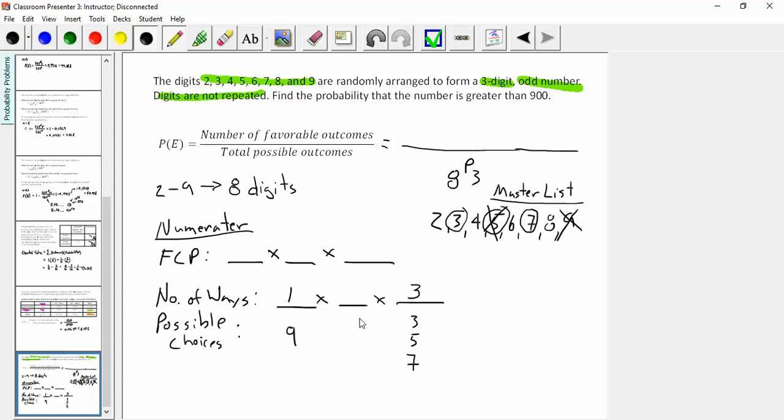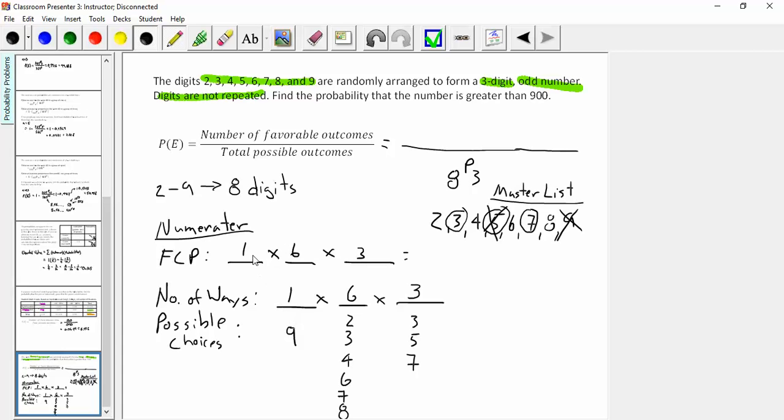How many choices are left for the middle number? Well, we got 1, 2, 3, 4, 5, 6. We have 6 choices. What are they? 2, 3, because we haven't used it. We used 5 over in that third spot. So we have 2, 3, 4, skip 5. We got 6, 7, and 8. There's our 6 choices. There's our numerator, and that's also our FCP. 1 times 6 times 3.